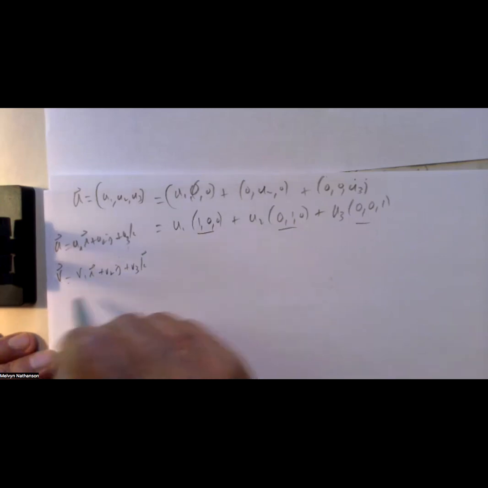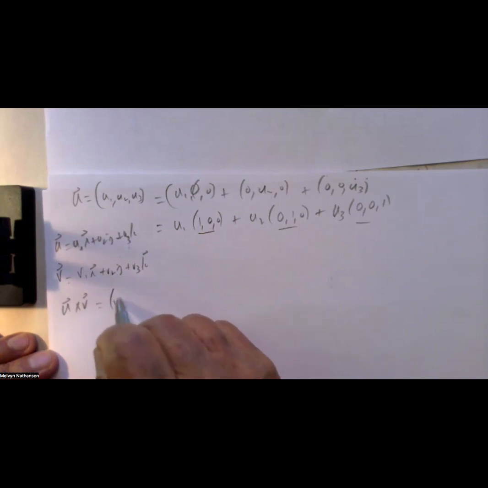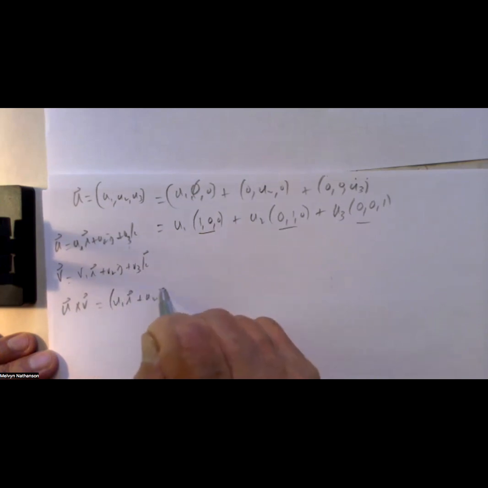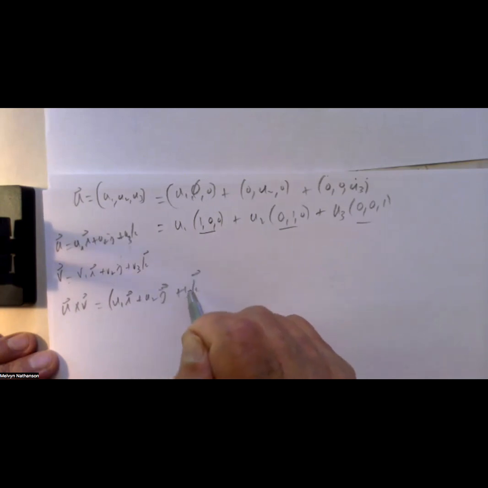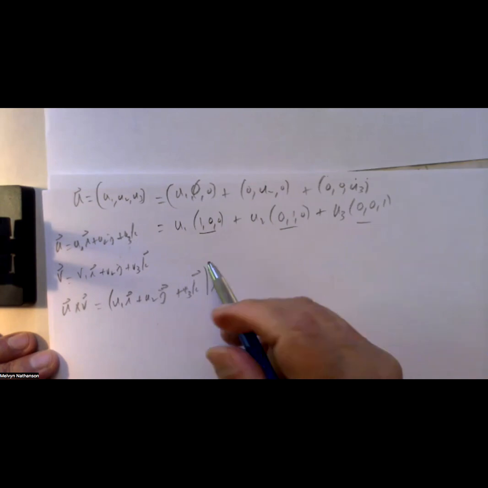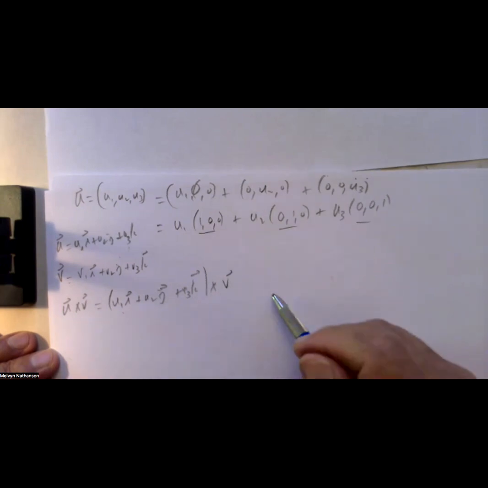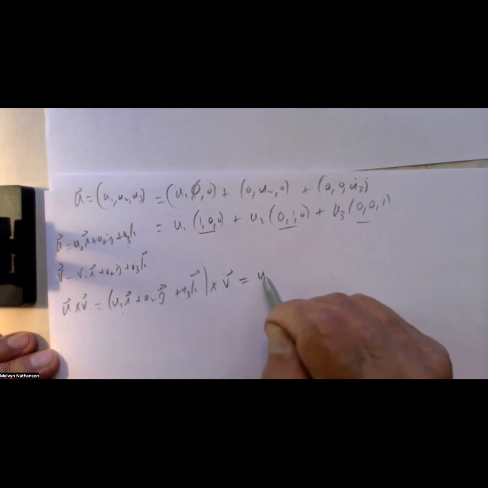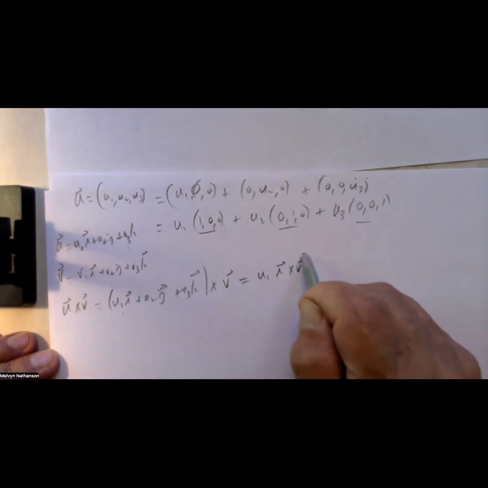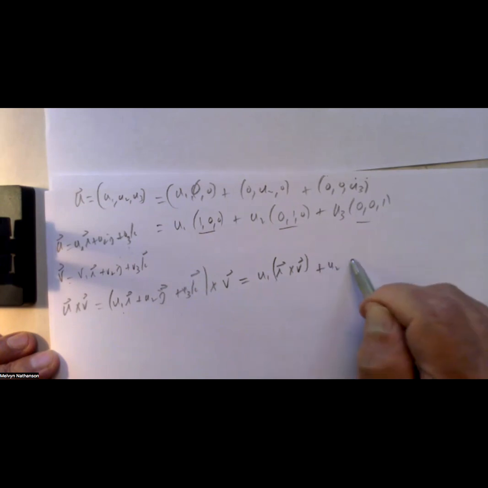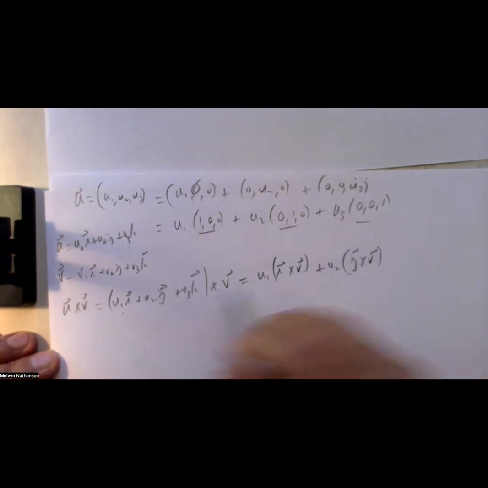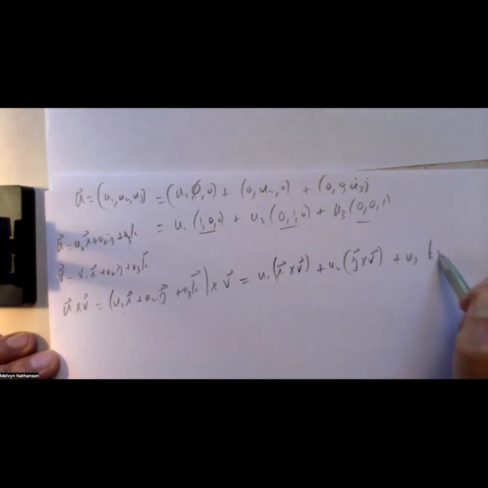So now let's take the cross product. What is u cross v? That's u1 i plus u2 j plus u3 k cross, let me do it in several steps. So this is u times v. But then I can expand it by distributivity. This is u1 i cross v plus u2 j cross v plus u3 k cross v.